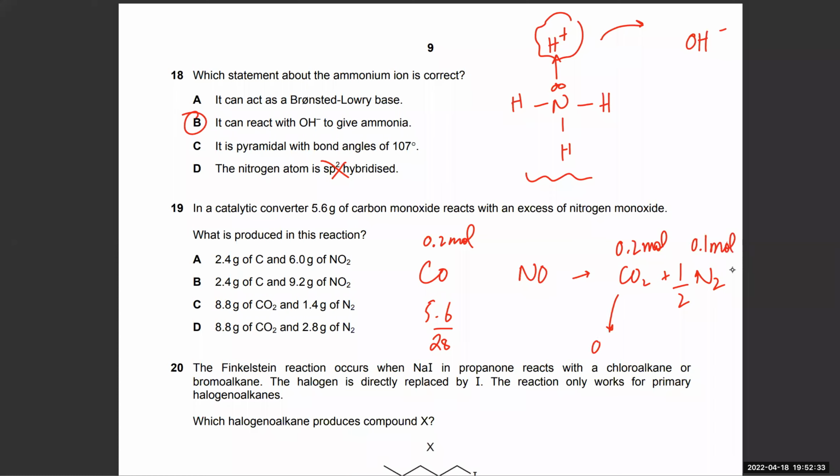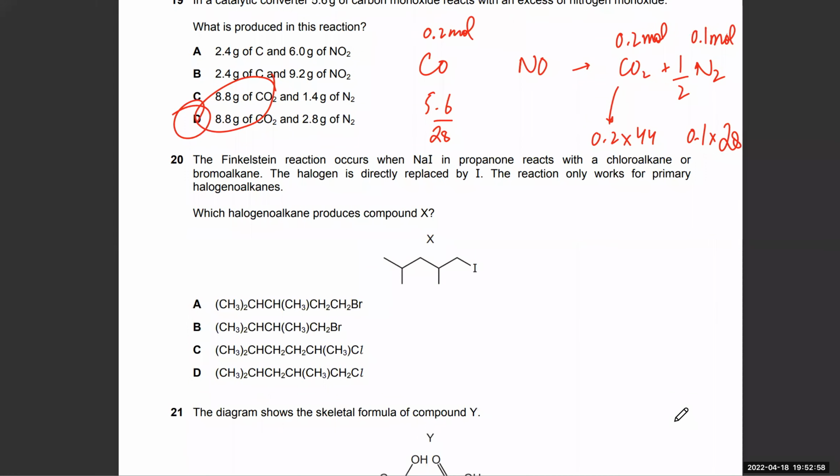So what's 0.2 multiplied by the MR of carbon dioxide? That's 44. 8.8. Okay, so it's these two. And 0.1 moles of N2, 0.1 moles times the MR of N2, that's 28, so 2.8. So it's going to be D.